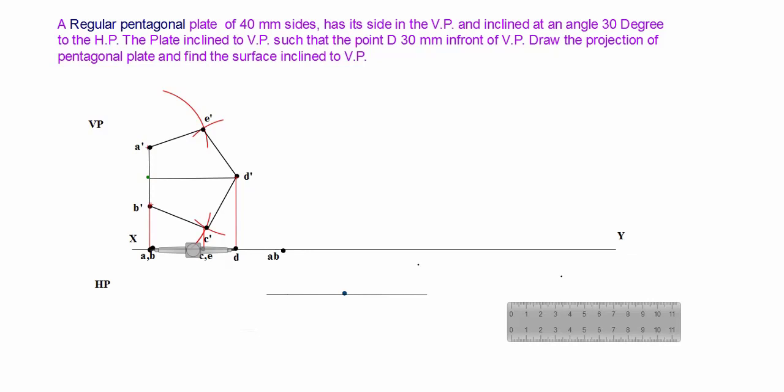Now after marking AB plan points on XY, I measure the radius, the top view length A to D, and with center A, I draw the arc on locus of D points. So it is giving our exact D point, which is already given 30 mm in front of VP. So I mark the position of plan point D.